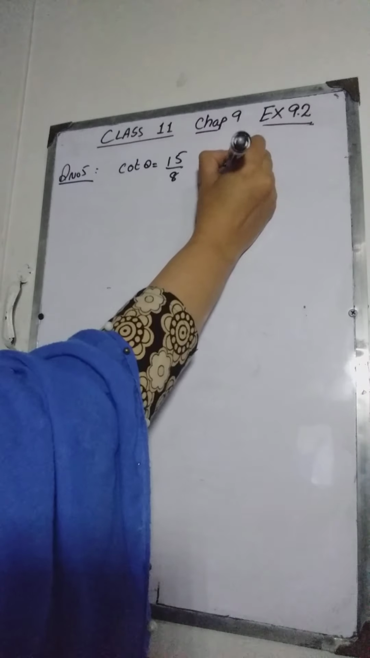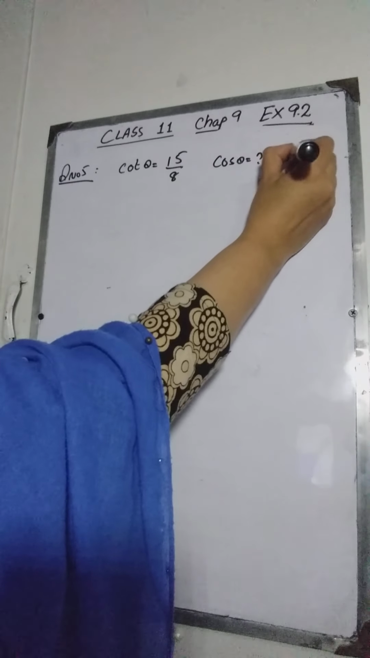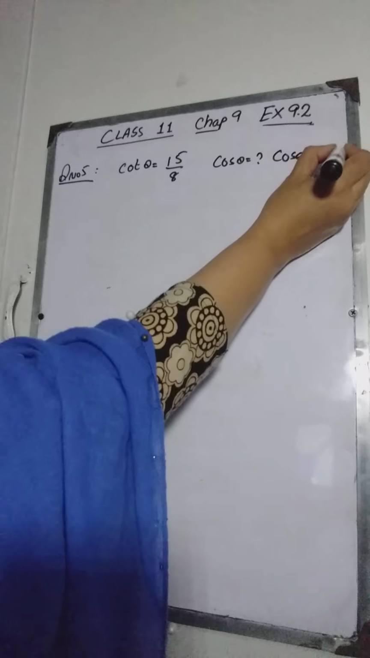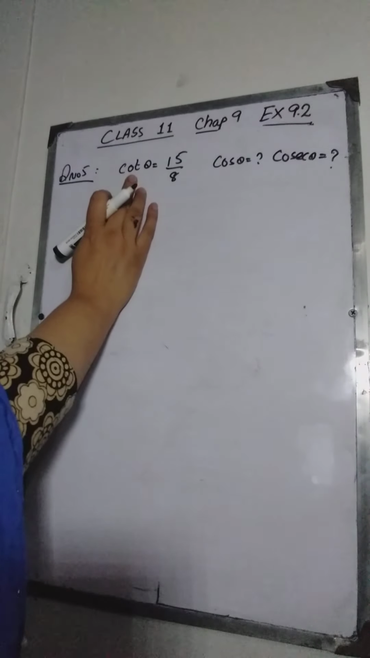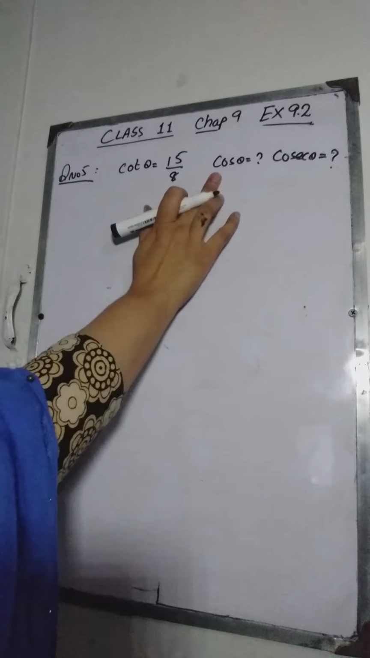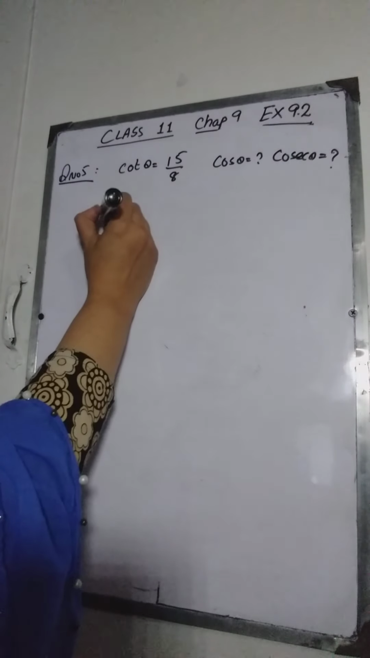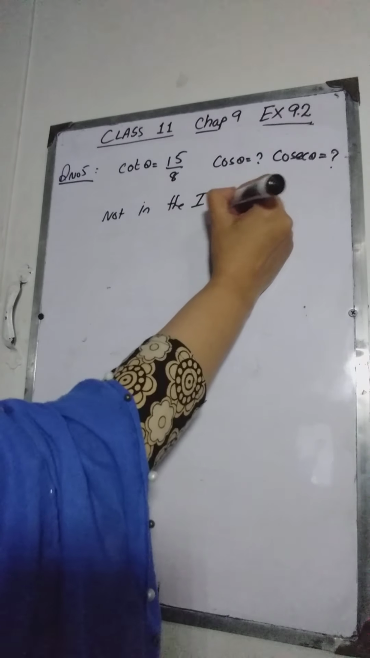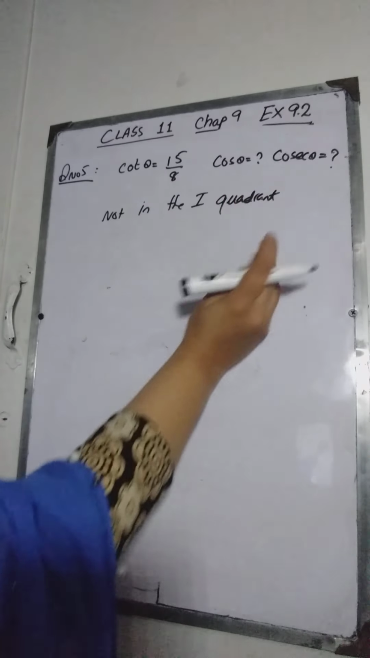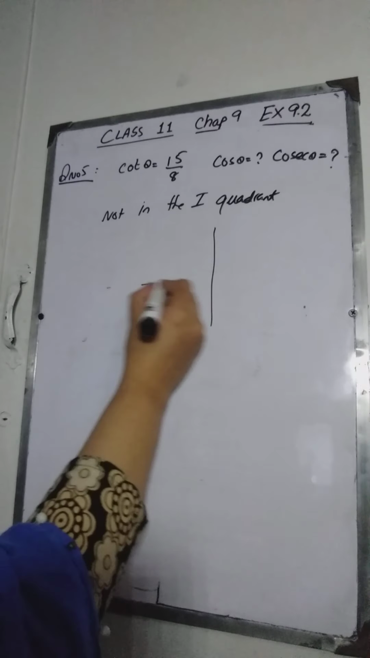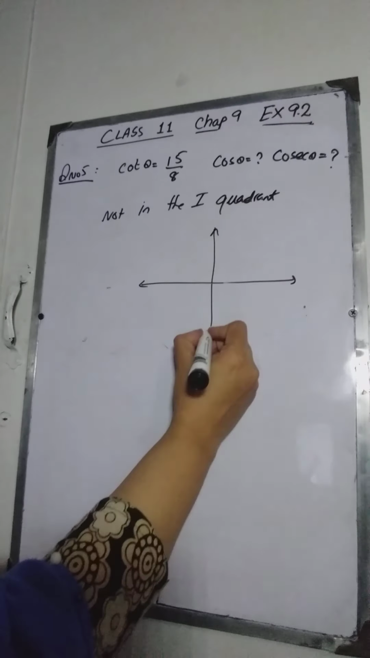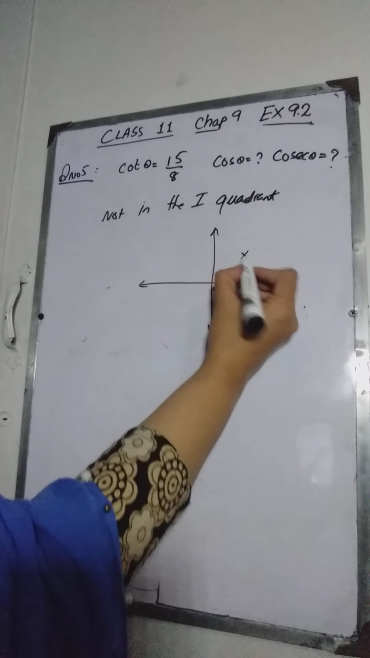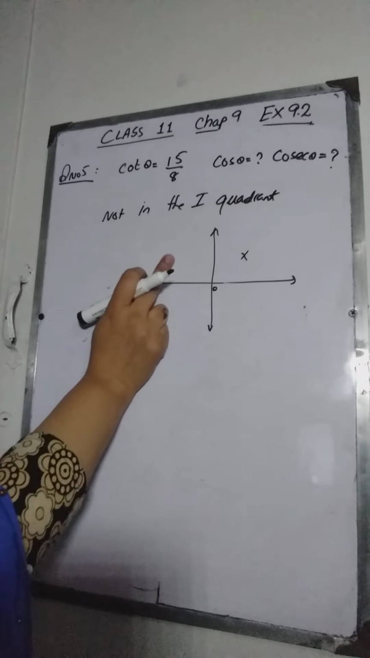We have to find cos of this angle and cosecant theta of this angle. So cot is given to us and we want to find cosecant and cos theta. Now they are saying that the terminal arm of the angle is not in the first quadrant, so the only choices that we are left with is that it is not in this quadrant. Let us see whether it is in the second quadrant or not.